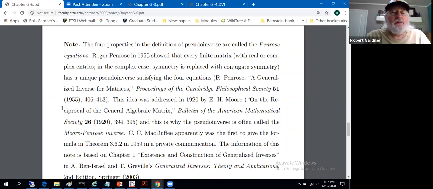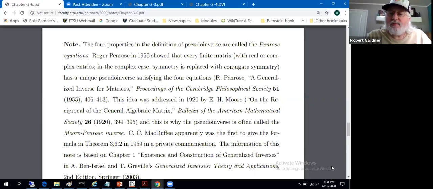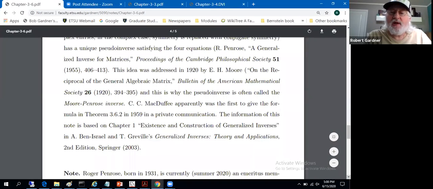He does so in 1955. The idea was also addressed in 1920 by Moore. That's the reason these are called the Moore-Penrose inverses, in addition to being called pseudo inverses. I mean, pseudo inverses is a mouthful, but I think I prefer to use that over Moore-Penrose inverse. Apparently Moore was publishing in the Bulletin of the AMS, a little bit more of a math guy than Penrose, who was publishing in Proceedings of the Cambridge Philosophical Society. So it could be anything. Penrose's name, we'll see, is more likely associated with physics stuff.